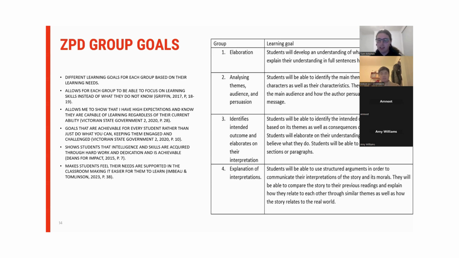For Group 1, they need to understand what themes are and represent. Group 2 will identify themes and their target audience. Group 3 will look at intended outcomes of themes and elaborating on their interpretations. Group 4 will compare themes to other stories in the real world.